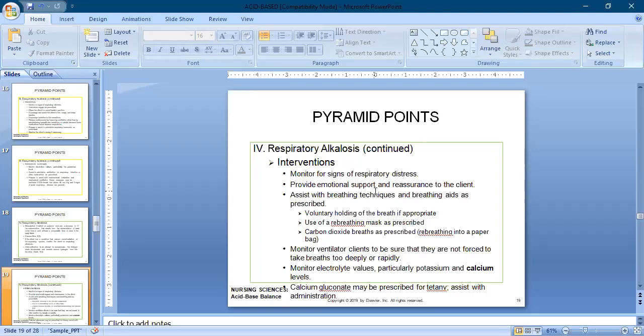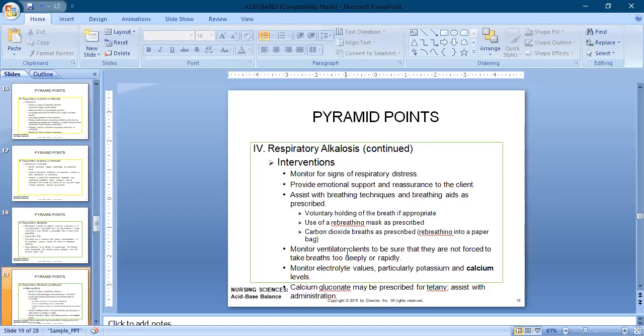In both cases we have to monitor the vital signs. Nobody can tell you not to check vital signs. It is safe for you and safe for the patient. Also, assist the client to breathe more slowly, or help the client breathe into a paper bag or apply a rebreathing mask to inhale carbon dioxide. Let me read it with you. Interventions: monitor the signs of respiratory distress, provide emotional support, assist with breathing techniques. Also, voluntary breath holding, use the rebreathing mask, or a paper bag if nothing else is there. Carbon dioxide breathing is prescribed.